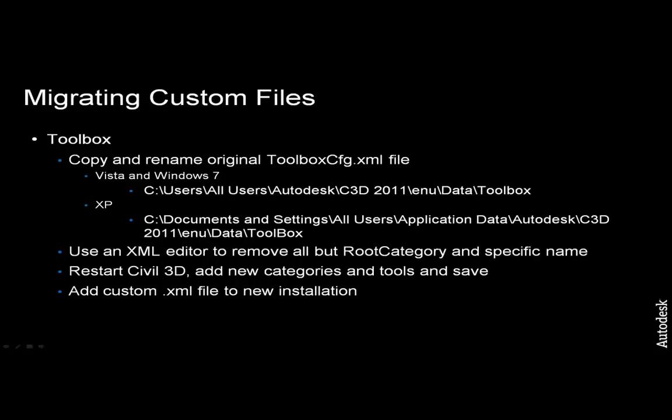To migrate a toolbox, it'll first be necessary to copy and rename the original toolbox cfg.xml file. You can find this file as listed here for Vista, Windows 7, and XP. You'll then need to use an XML editor to remove all but the root category and the specific name for the toolbox. Then restart Civil 3D and add a new category and tools in the toolbox and save. Then add the custom XML file to the new installation.